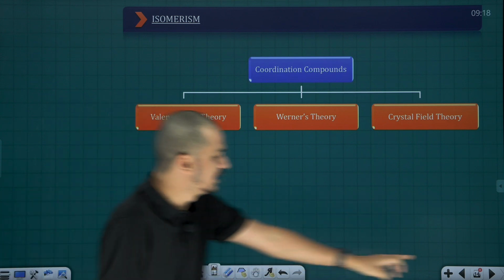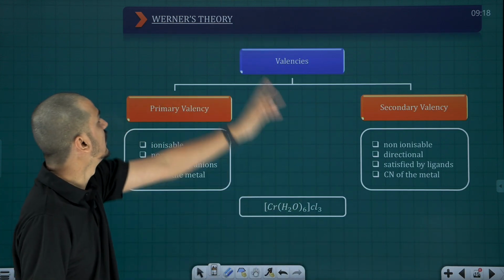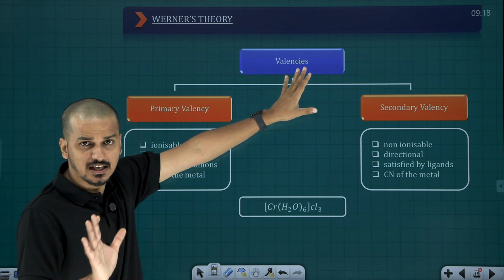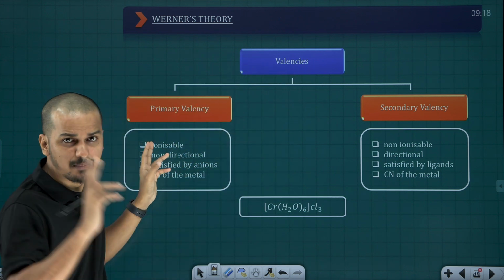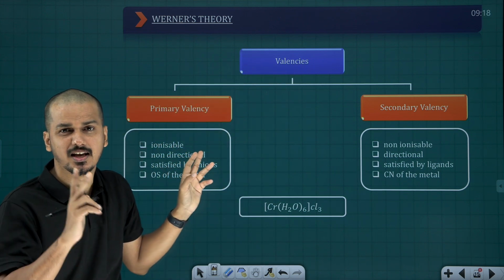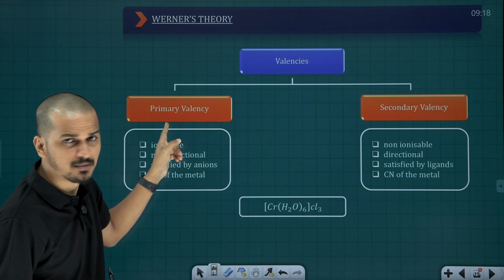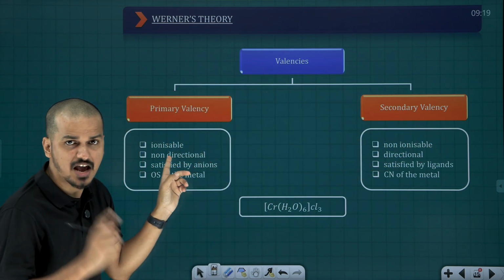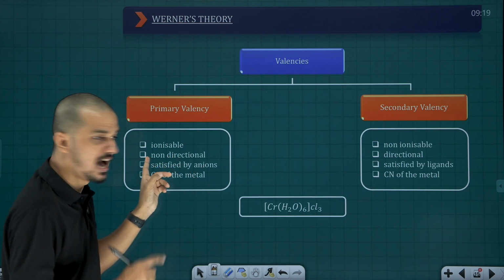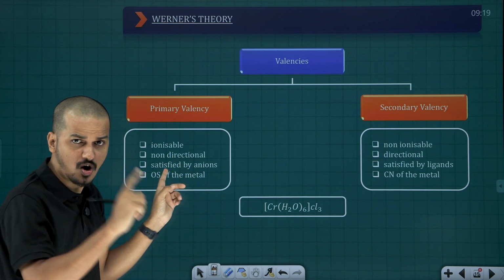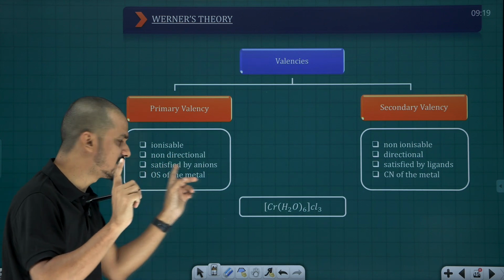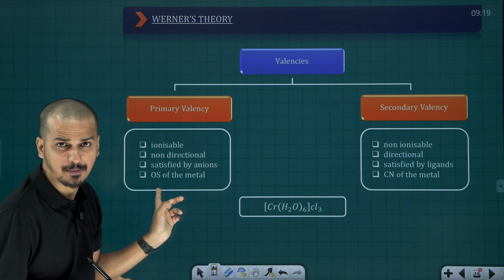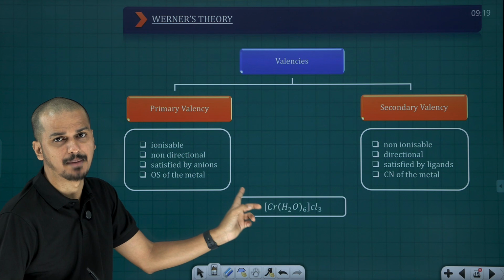In that, first, Werner's theory is a very important theory. Here they are talking about the valencies. There are mainly two types of valencies present in a coordination compound. First one is primary valency, second one is secondary valency. These primary valencies are ionizable and non-directional. Non-directional, there is no direction, and satisfied by anions, and this primary valency represents what? Oxidation state of the metal.